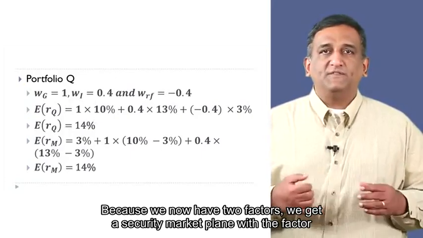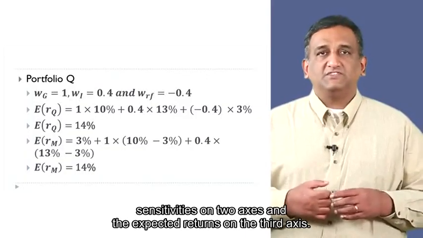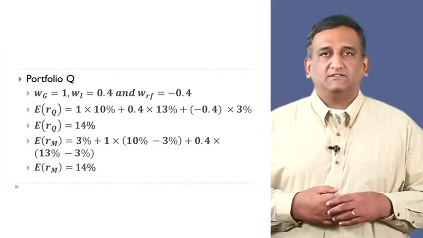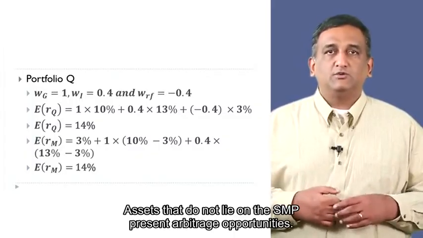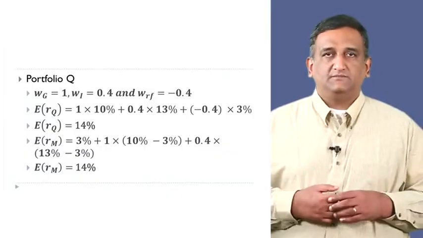Because we now have two factors, we get a security market plane with the factor sensitivities on two axes and the expected returns on the third axis. Assets that do not lie on the plane present arbitrage opportunities.